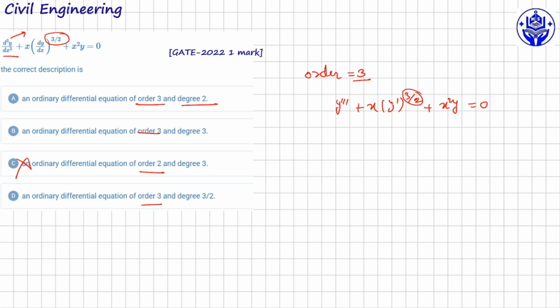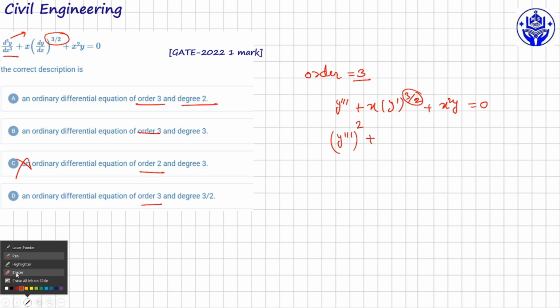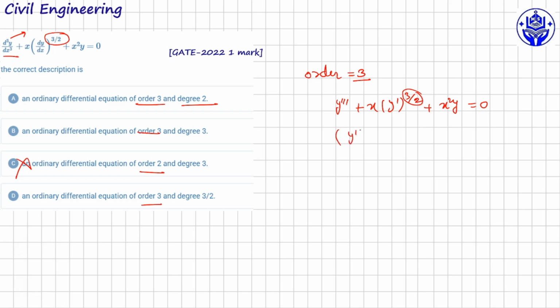After solving the differential equation, what is the degree? To remove this radical, or this fractional power, I will just take the square. I can write y triple dash power 2. From here I will take the square of the complete expression. If I take the square, then y triple dash plus x y dash power 3 by 2 plus x square y power 2 is equal to 0. If I take power 2, then what will be the solution? It is like x plus y plus z whole square is equal to 0.